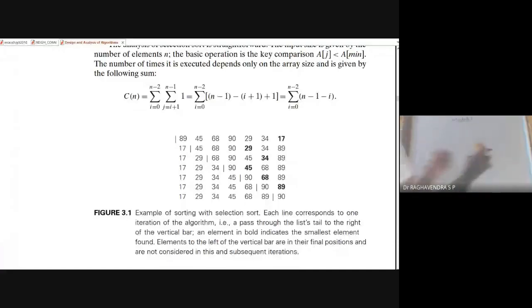So this is all about selection sort. Now we shall go to the next type of problem.